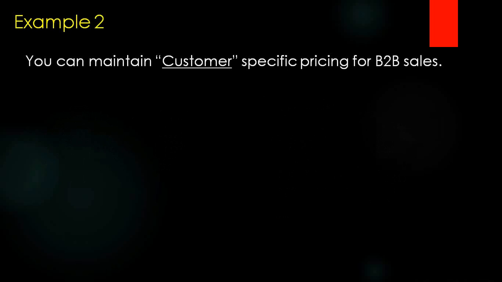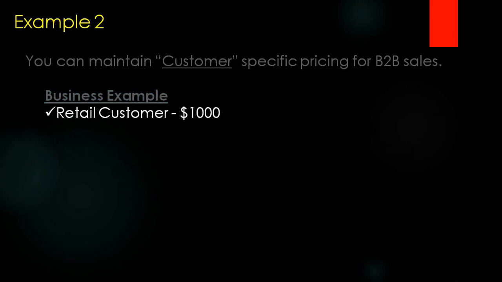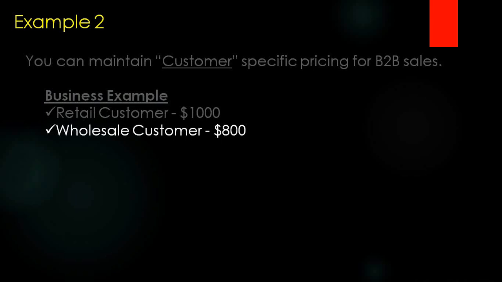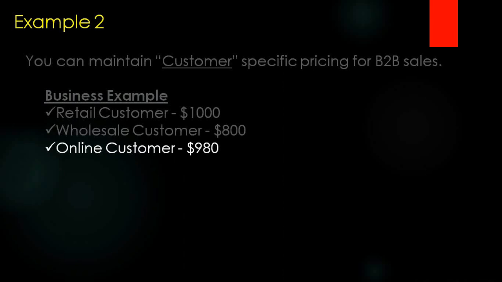You can maintain the customer specific pricing for business to business sales. That means we can maintain the master data. We can say that, okay, for a retail customer, we want to sell this product for $1,000, but for a wholesale customer, we will be selling it for $800, because a wholesale customer is probably buying a lot from us or giving us a lot of orders. And for the online customer, we want to sell it for $980. So we can also set the price as per the customer type. So customer can be retail, wholesale, or online.